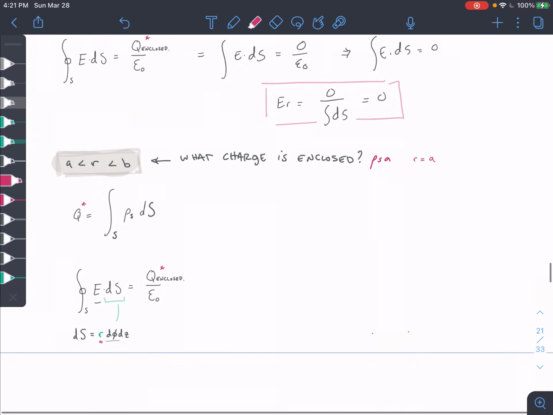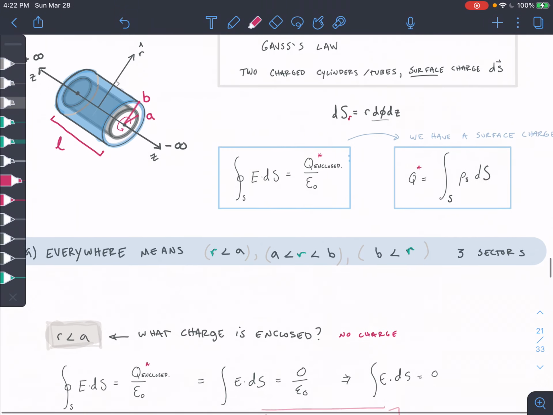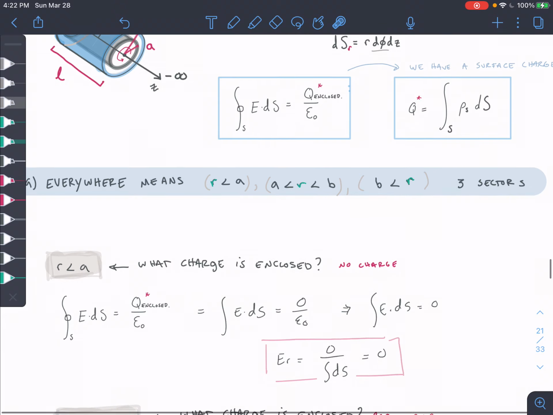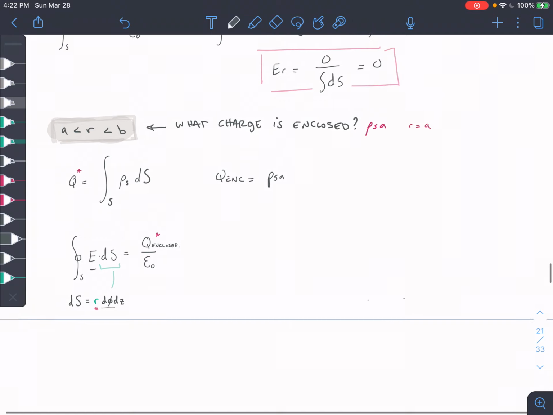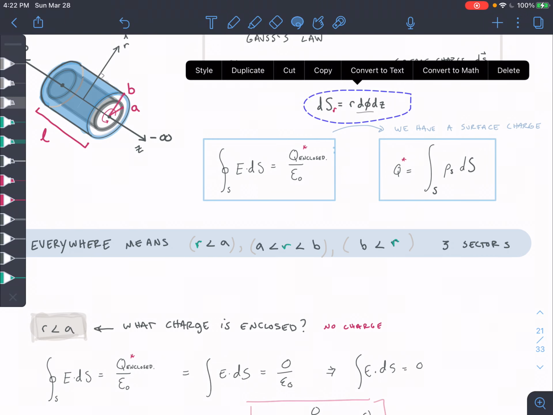For the second part, we're looking in between the radii A and B. This is the region in between these two. So r is less than B but greater than A, which means the charge enclosed will include the surface charge on A. Let's set that up. We have Q enclosed equal to ρ_SA, and then the dS for a cylinder, so we can take this one here.